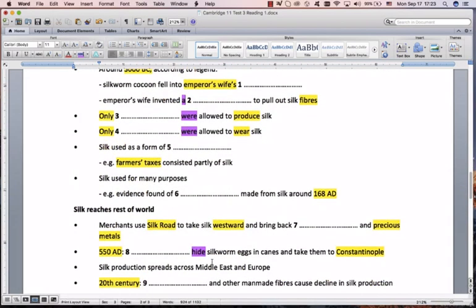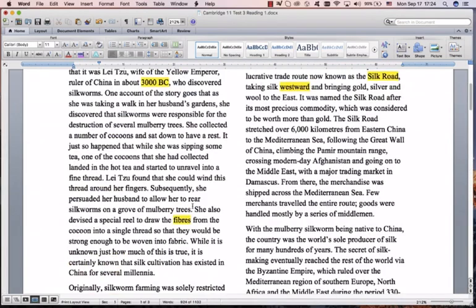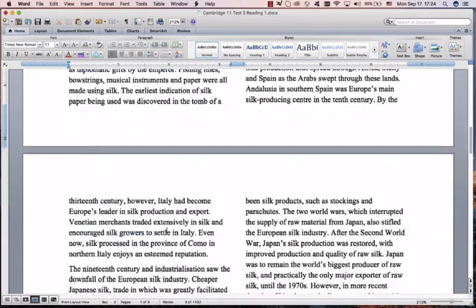So which one should we start with? Well, look, I like this one, but let's go and start. I want to just leave that for now. Come back to it later. I like this and because I saw fibers. The emperor's wife invented a something to pull out silk fibers. So that's all you really needed to know. Devised, you can guess, devised means invented, and there is your what did she invent? And there is the infinitive afterwards to draw the fibers. To draw means to pull.